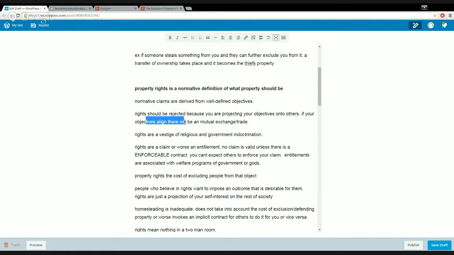If your goals align with the other person's, there will be mutual exchange or trade. You don't have to declare something right or wrong. If the other guy feels that way, he'll agree with you, and you'll make a pact or trade. Someone will pay someone else to do something for them. So rights are a vestige. They're like the residue of religious and government indoctrination.